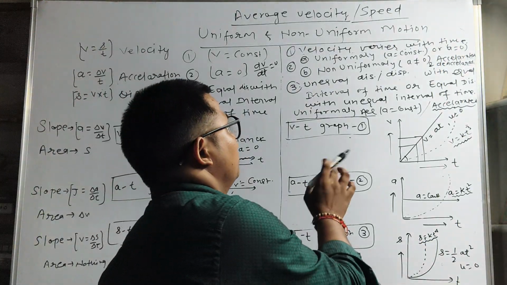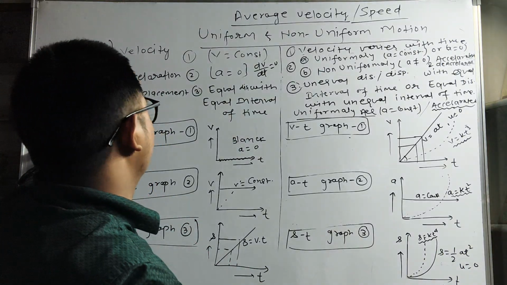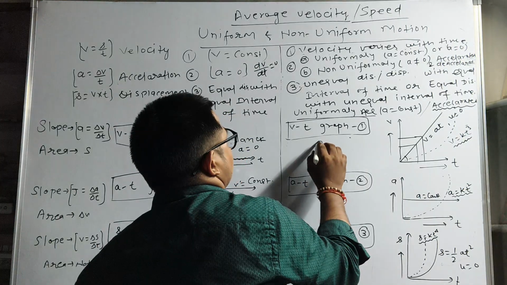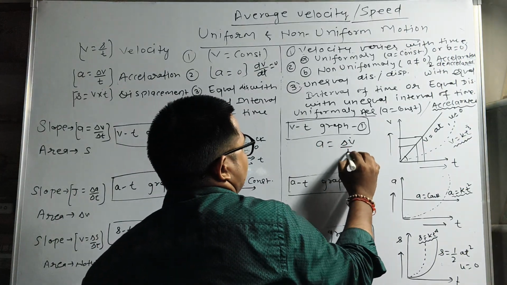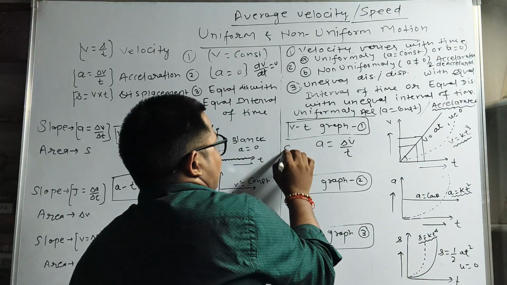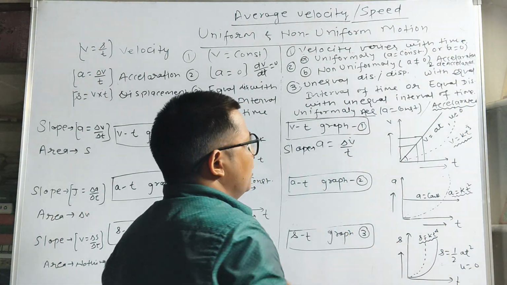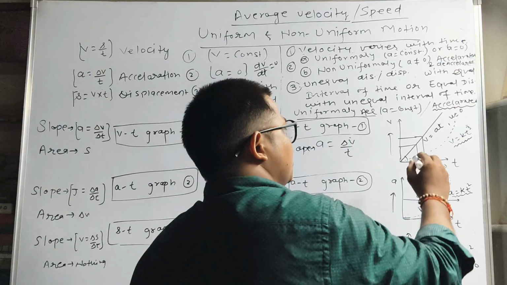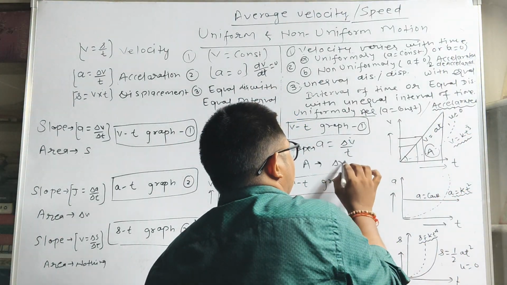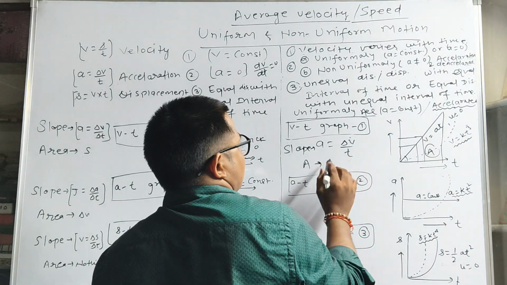Similarly, for non-uniform motion in the VT graph, we also get the slope from this graph. If we take the slope, we will get the acceleration. Acceleration is nothing but delta v upon delta t, the change in velocity with respect to time. So if you take the slope of this graph, you will get acceleration. And if you find the area under the curve, that means this area, this area represents the displacement of the object. In the acceleration time graph, the area gives the change in velocity.